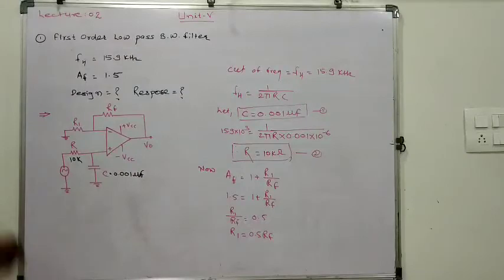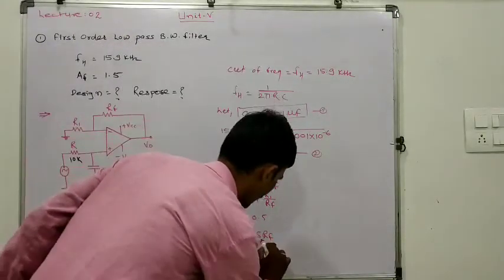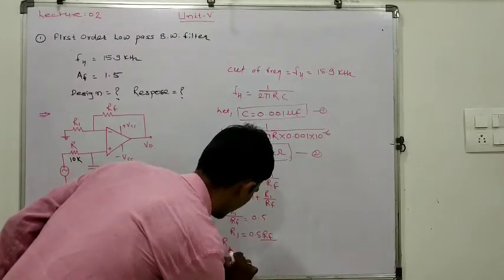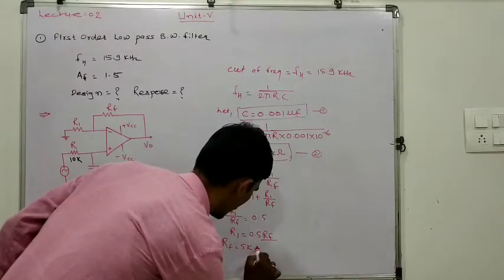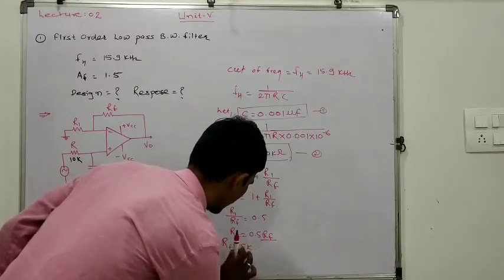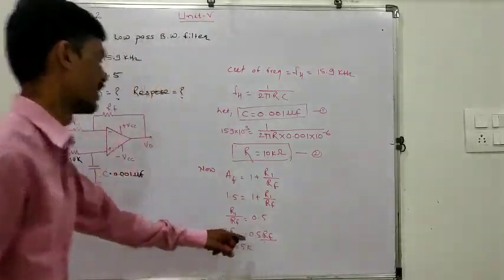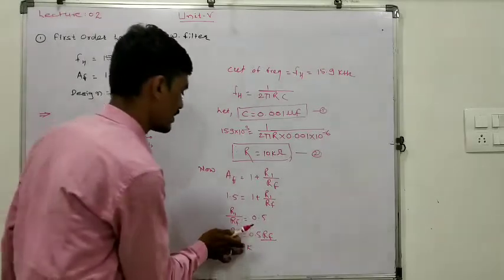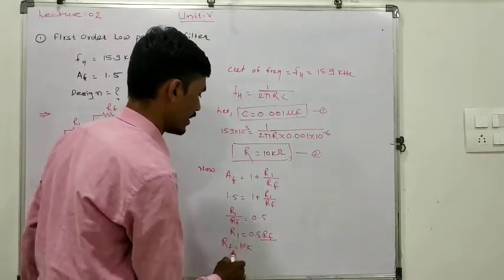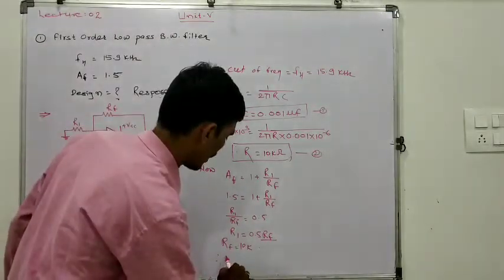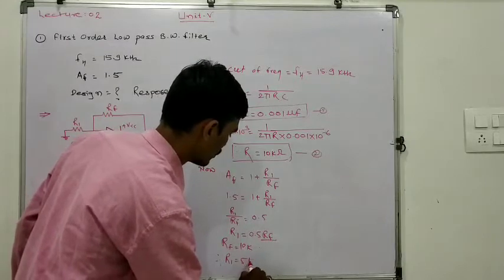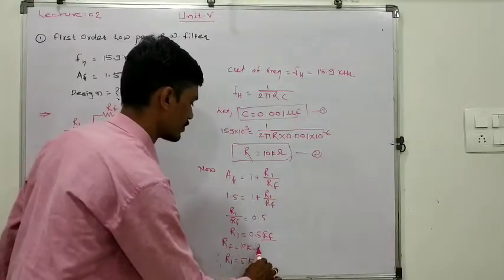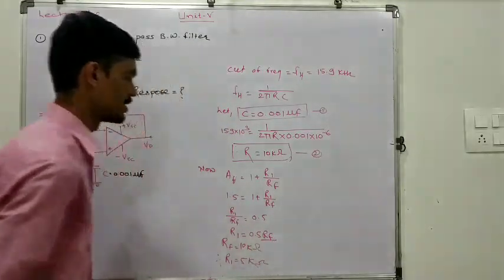That means by assuming the value of RF, if we are putting RF is equal to 5 kilo ohms, R1 is nothing but 0.5 of RF. So RF we are considering here 10k, for example. Therefore R1 is equal to 5 kilo ohms. Is it right?